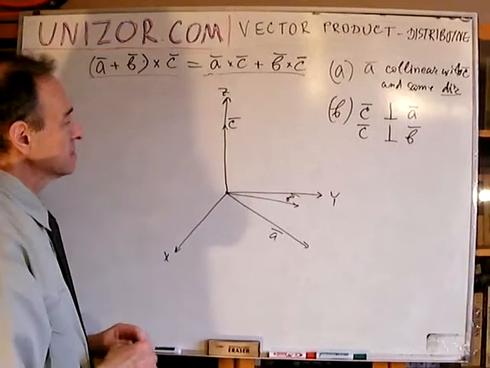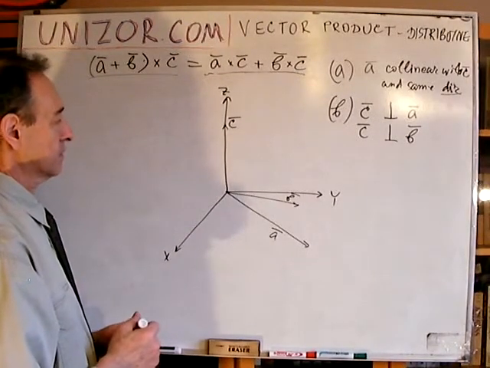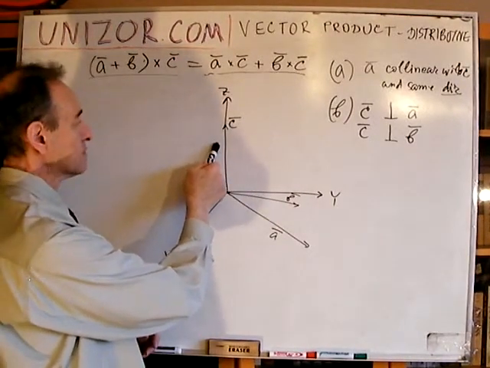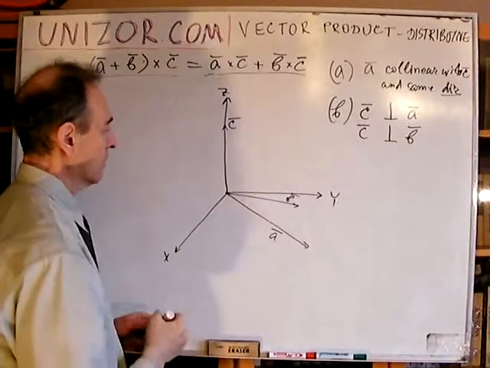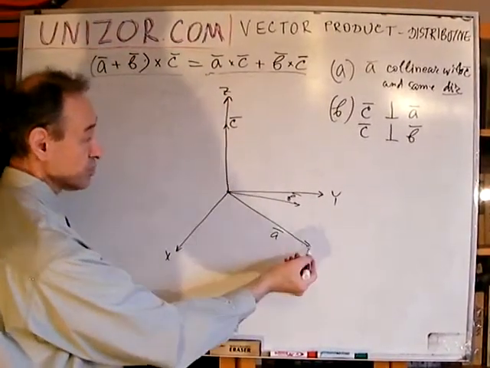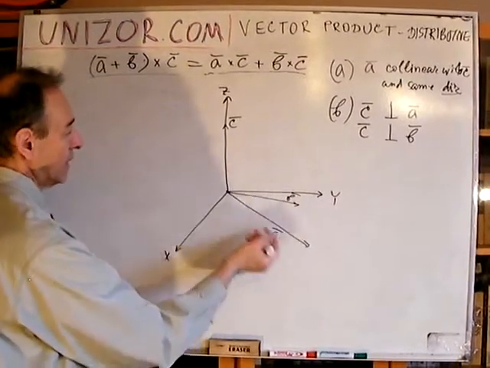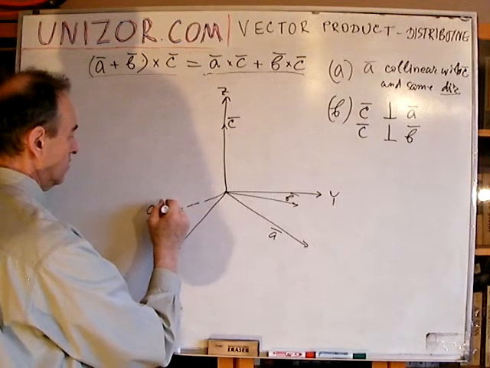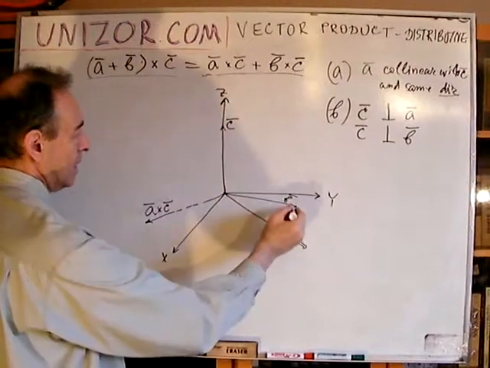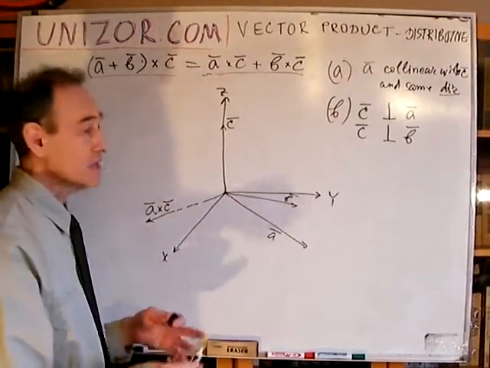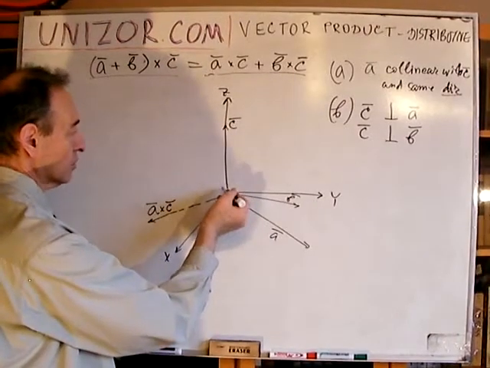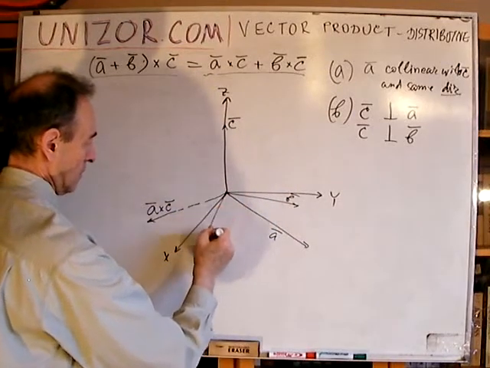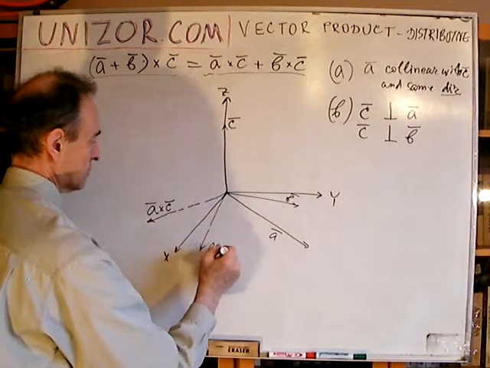Now, what happens in this particular case? Well, let's think about it. A times C should be perpendicular to C. All vectors perpendicular to C are in this plane, right? So A times C would also be perpendicular to A, right? So A times C would be somewhere here, let's say. This is A vector product C. Now, B vector product with C, also the result should be perpendicular to C, which means it should be in the same plane, and also perpendicular to B. That would be my B times C.